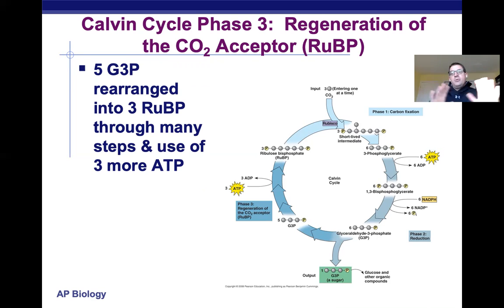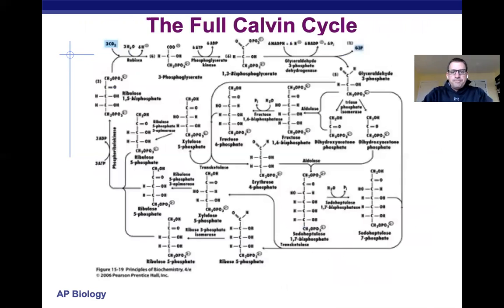Now, you want to see what I'm waving my magic wand over? These are the steps of the Calvin cycle. So we'll look here. Here's where the 3 CO2 come in. Rubisco adds them to the RuBP that's available, generating 3-PGA. ATP is used, generating 1,3-bisphosphoglycerate. NADPH reduces the 1,3-bisphosphoglycerate to G3P.